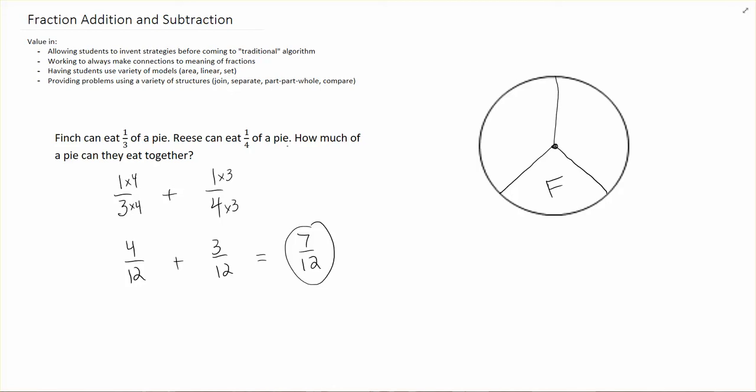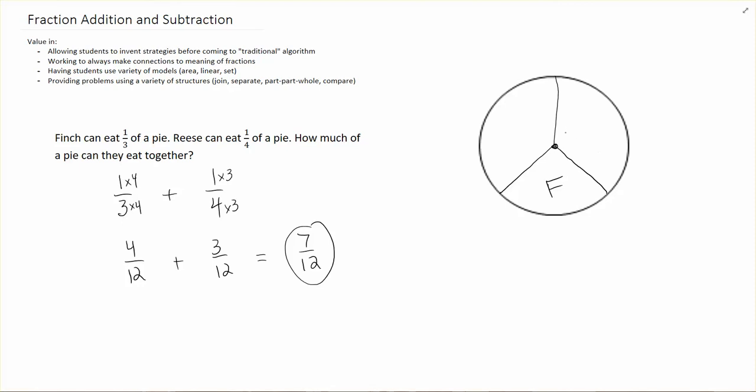Reese can eat 1/4 of a pie. That means I would take the pie and cut it into 4 equal pieces, and then 1/4 of it would be Reese. Now, I've already cut it into 3 equal pieces. Cutting it into 4 equal pieces isn't very intuitive here, because if I tried to overlay that, it wouldn't really line up with what I've got going on here. So this is the challenge that we face with adding fractions: sometimes these pieces are not the same size.